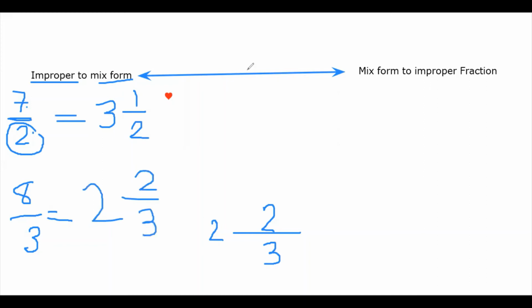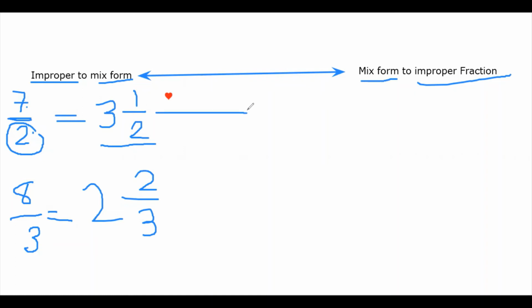To check if our conversion is correct, all we need to do is convert this mixed form to an improper fraction. So how are we going to do that? It's simple. We'll rewrite this 3 and 1/2 here. So how are we going to convert this mixed form to an improper fraction?